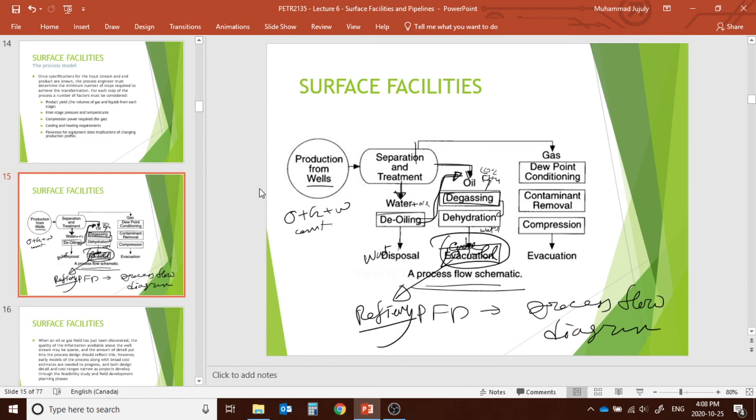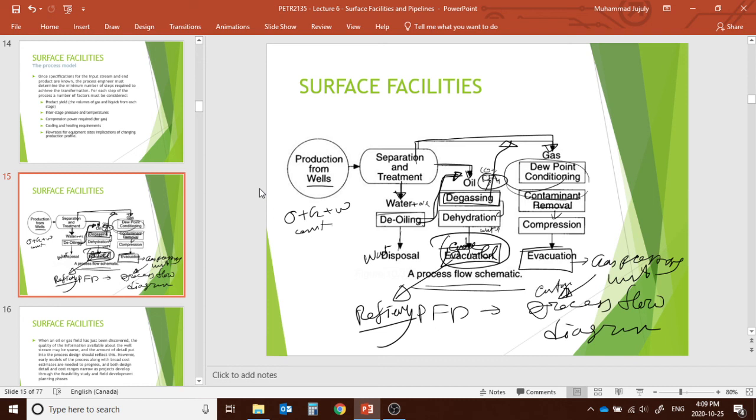Okay, now from here the gas. Okay, and from the degassing we also get some methane. So we'll actually recycle it and put it to the gas again. Okay, so this gas, we do the dew point conditioning. What is the dew point conditioning? We actually compress it. Okay, and then we remove the contaminants. Okay, we compress it back again, and then we send it to the gas processing unit, and from the gas processing unit we send it to the customers. All right, so this is how we separate the oil, gas and water from the production well.